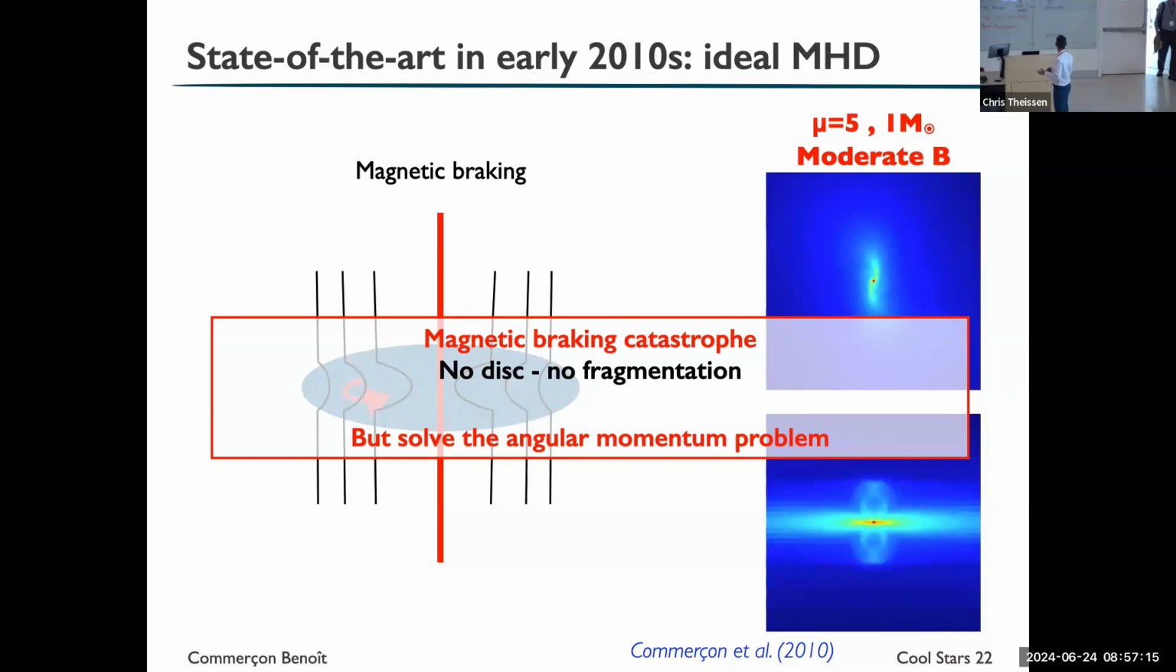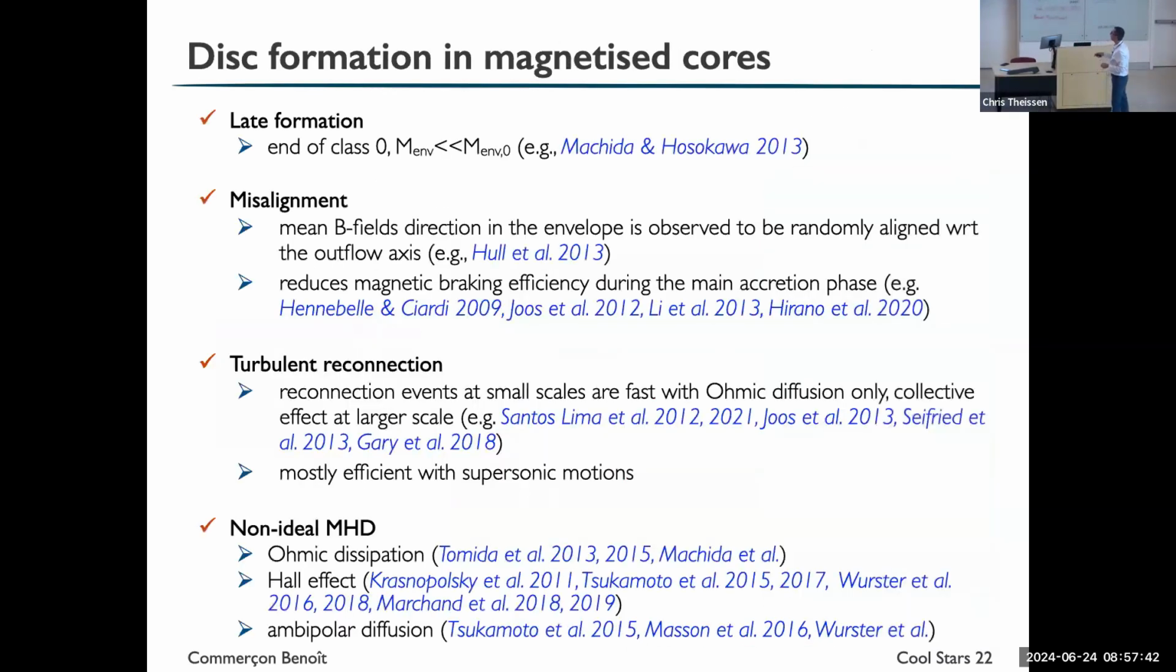So we were not forming a disk. It's a problem because we know that one should form at some point. But at the same time, it solves the angular momentum problem because there is no more angular momentum left in our system. Also, this is ideal MHD, so the magnetic field is frozen, meaning that the magnetic field is amplified down to the smaller scale, meaning that we have not solved the magnetic flux problem in this kind of simulation. So in the past 15 years, a lot of work has been done in order to bring the disk back to this kind of model. A few scenarios have been proposed, so I will quickly review them.